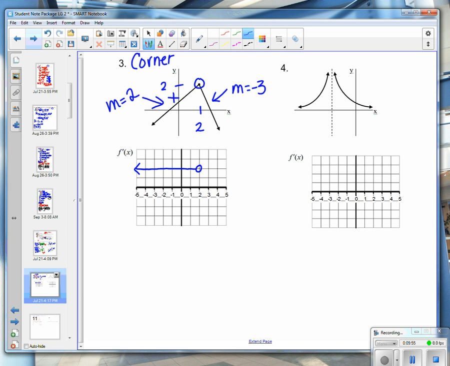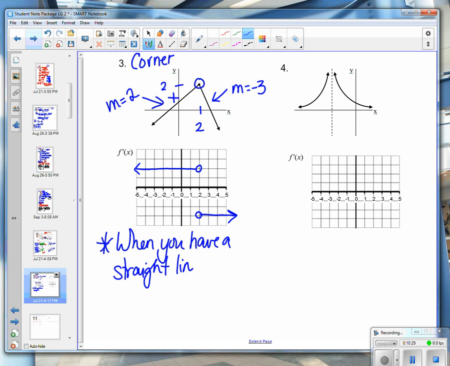So my slope is actually going to be a straight line. My next slope is -3. So I know that it's going to have to be in the bottom quadrant. And I know that 2 and -3 is an undefined value, and that is going to continue on. So that one's a little bit trickier. You might want to practice a few of those. And again, just keep in mind that when you have a straight line, you can find the slope.